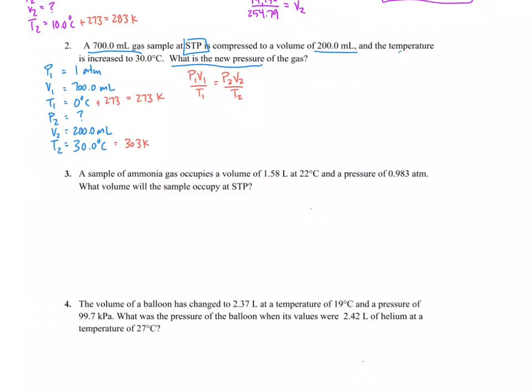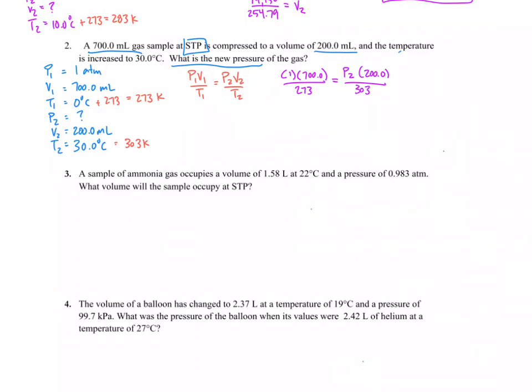All right, so my original pressure is 1. My starting volume is 700. My original temperature in Kelvin is 273. Equals my new pressure, which is unknown. My new volume is now 200. And my new temperature increased to 30 degrees, which is 303 Kelvin.